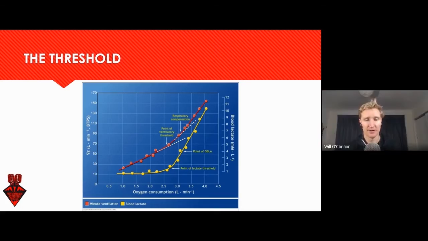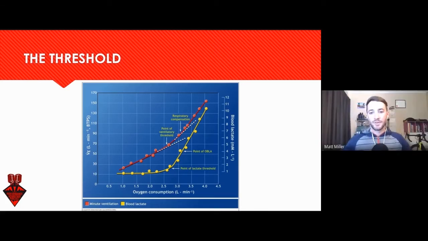That's the yellow graph. Yep. And at a certain point, the accumulation exceeds the clearance, and it starts to build up. And that first point where it happens is called the point of lactate threshold. Lactate threshold, pretty much your FTP, right? And we go up a little bit more, and the blood lactate concentration can exceed 4 millimoles per liter, and that's called onset of blood lactate.